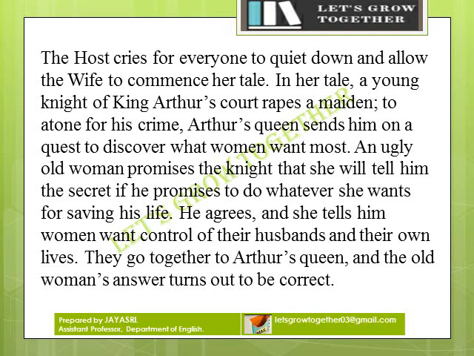In her tale, a young knight of King Arthur's court rapes a maiden. To atone for his crime, Arthur's queen sends him on a quest to discover what women want most. An ugly old woman promises the knight that she will tell him the secret if he promises to do whatever she wants for saving his life. He agrees, and she tells him women want control of their husbands and their own lives. They go together to Arthur's queen, and the old woman's answer turns out to be correct.